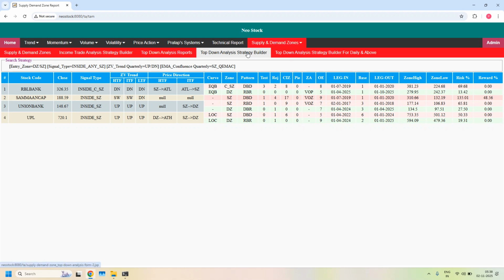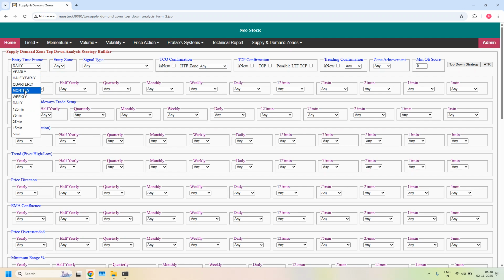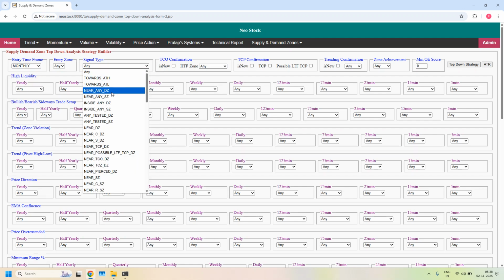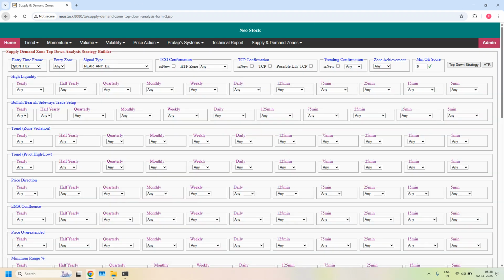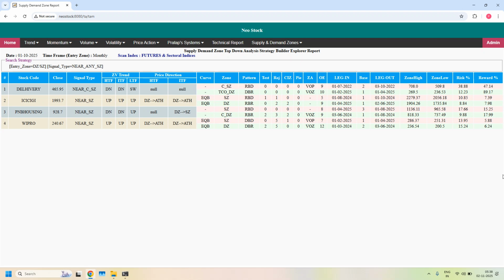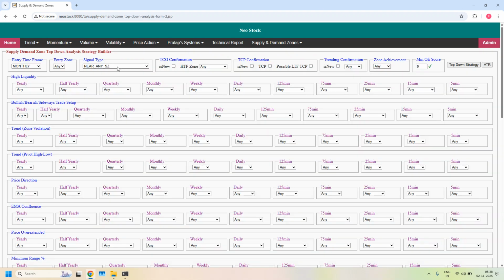Okay, next time frame is monthly. Stocks near monthly demand zone, we got 4 stocks. Next, stocks near monthly supply zone, we got 4 stocks. Next, price closed inside the monthly demand zone.